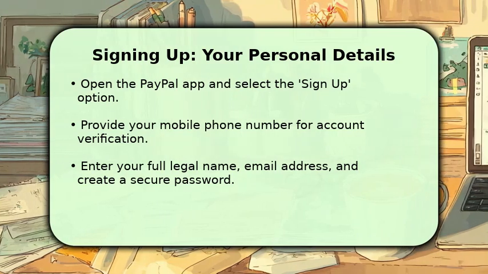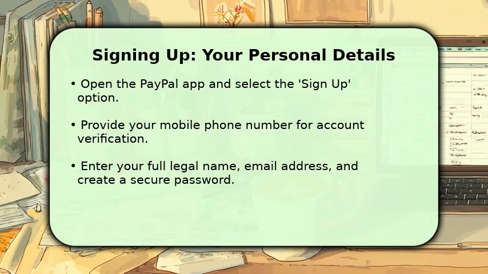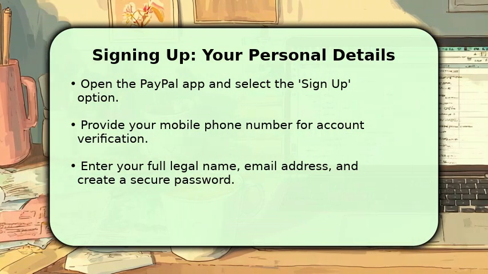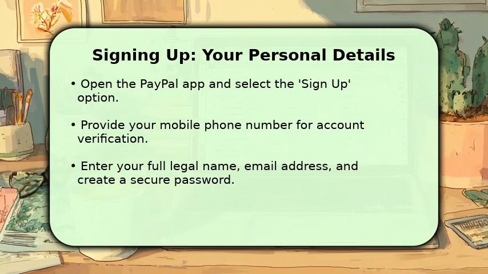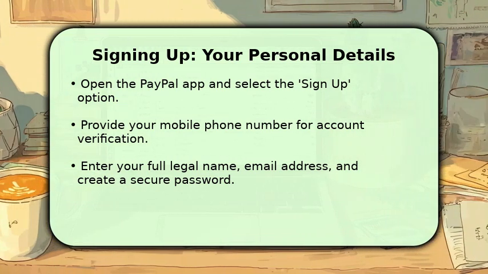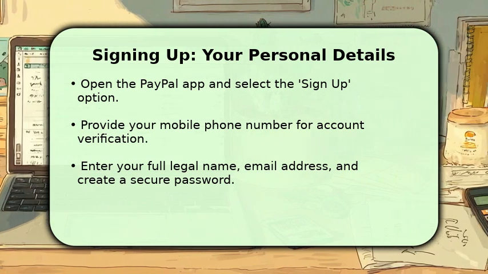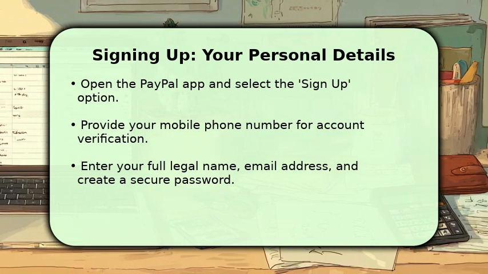After the app is installed, open it and look for the Sign Up option. You'll be prompted to enter your mobile phone number, which PayPal uses for verification. Next, carefully input your full legal name, your active email address, and then create a strong, unique password. Remember, this password protects your financial information, so choose something secure with a mix of letters, numbers, and symbols.